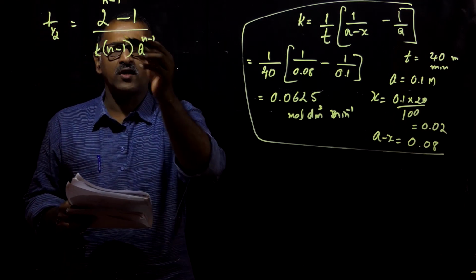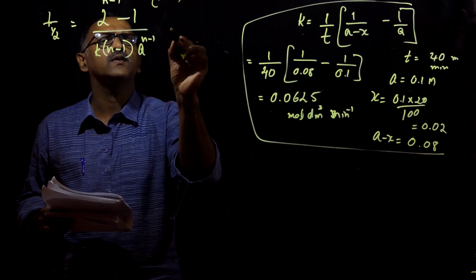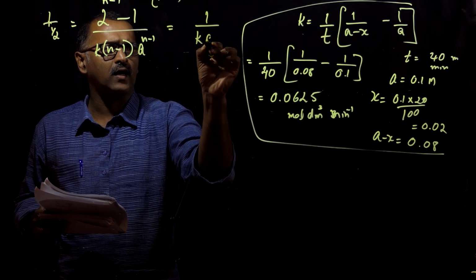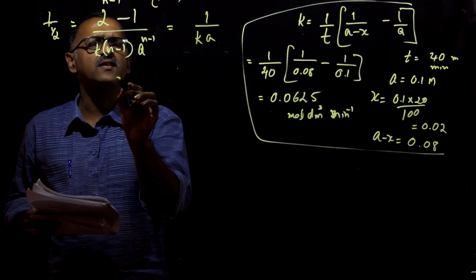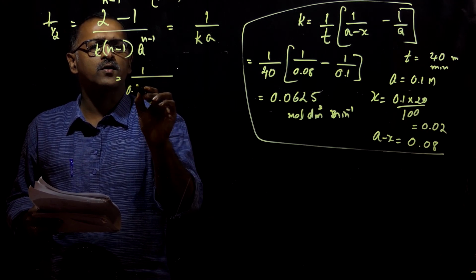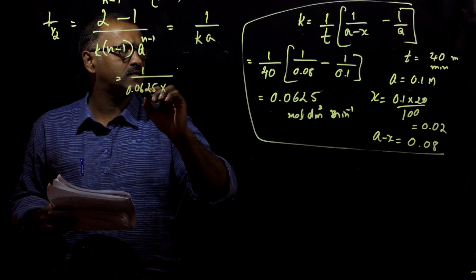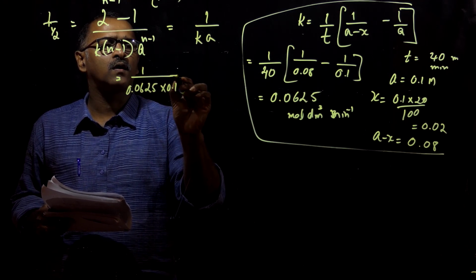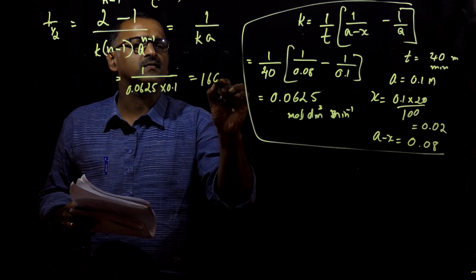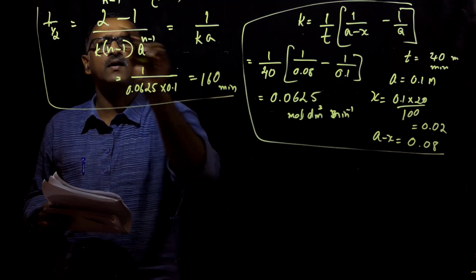So let us substitute, in our case n is equal to 2. If we substitute that one, it will be 1 by k. So upon very easy substitution, this will be 1 by 0.0625 multiplied by a, which is 0.1, and which will be 160 minutes. 160 minutes. So the second part is over.